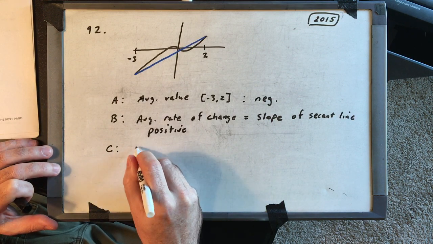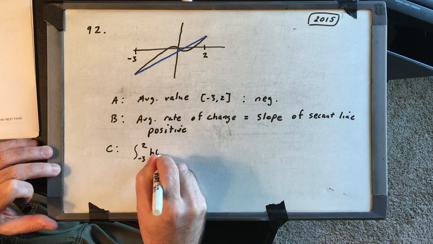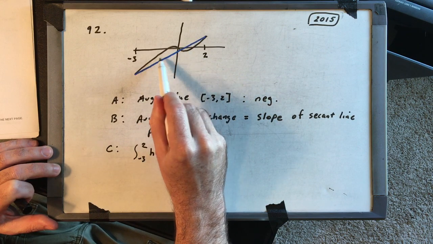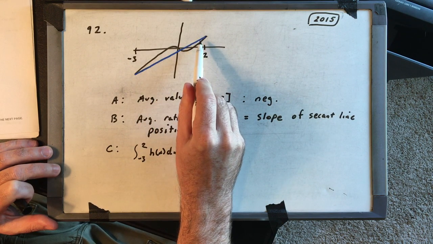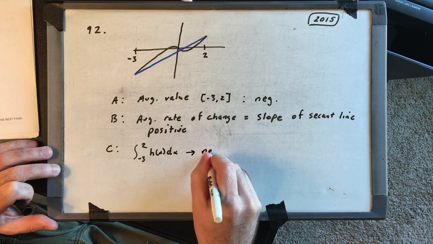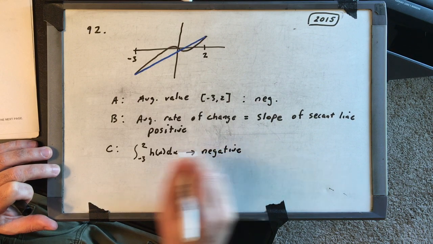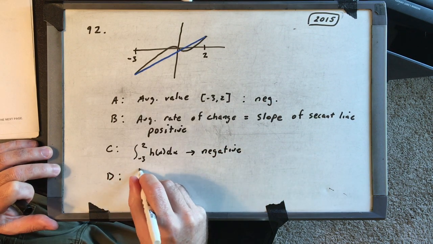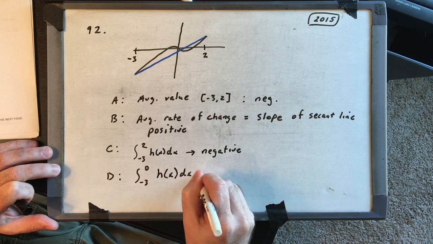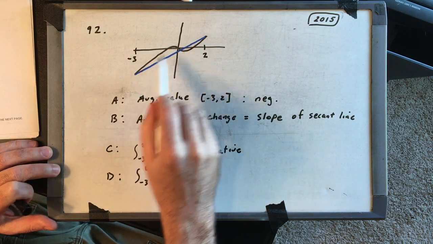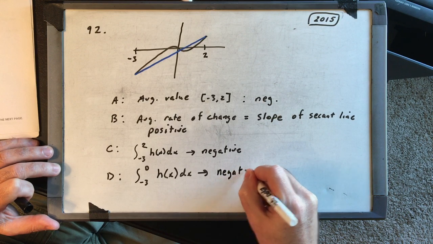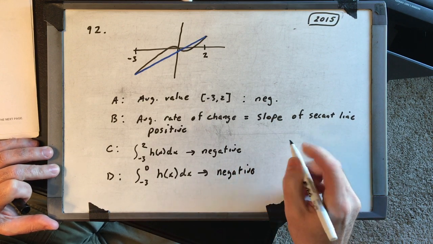All right, integral from -3 to 2 of h of x dx. Well, more of that curve is below the x-axis than above it, so this is just the area under the curve, and that's going to be negative. How about D? Integral from -3 to 0 of h of x dx. Well, almost all of it is below the x-axis, so that value is going to be negative. So far the only positive one is B.